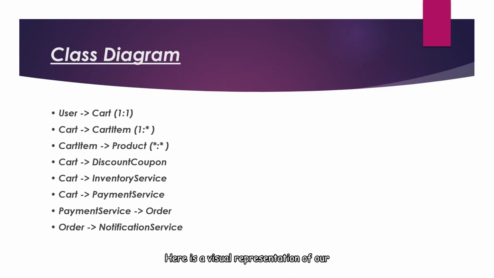Here is a visual representation of our class diagram. As you can see, the user class is connected to the cart, and the cart contains multiple cart items. Each cart item is associated with a product. The cart communicates with the inventory service to check availability, and the payment service is called to process the transaction when the user is ready to check out. Finally, the order class is created when the payment is successful, marking the completion of the user's shopping experience. This diagram provides a clear view of how each component interacts with the others in the system.